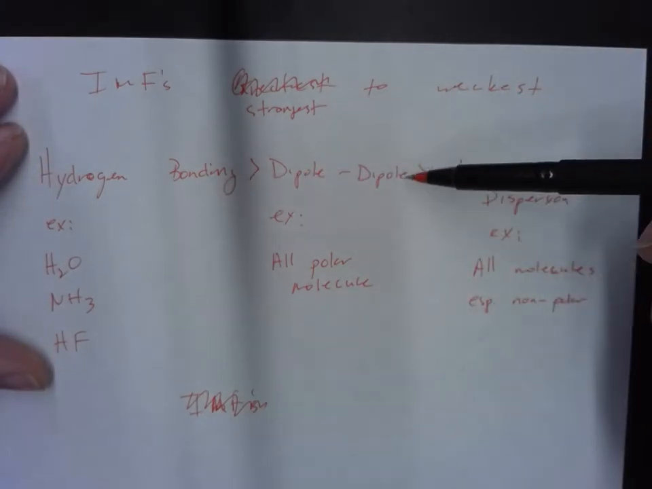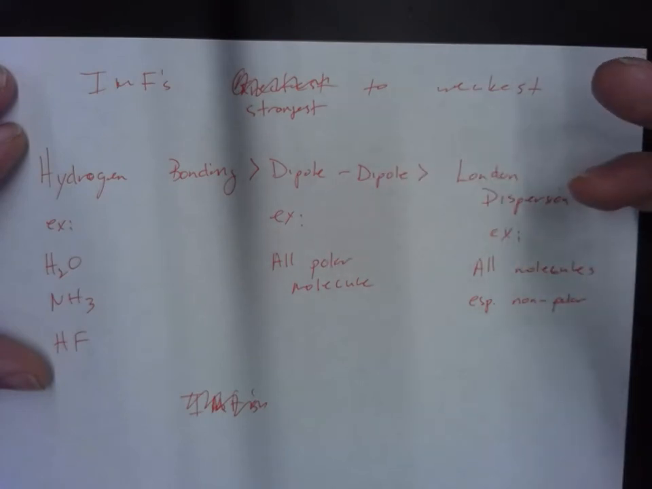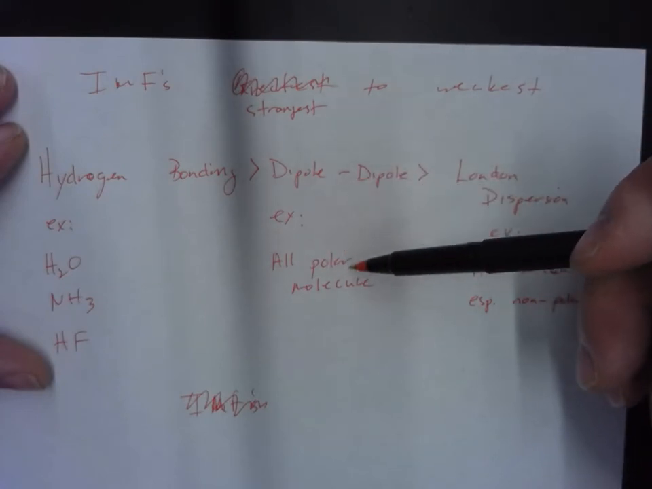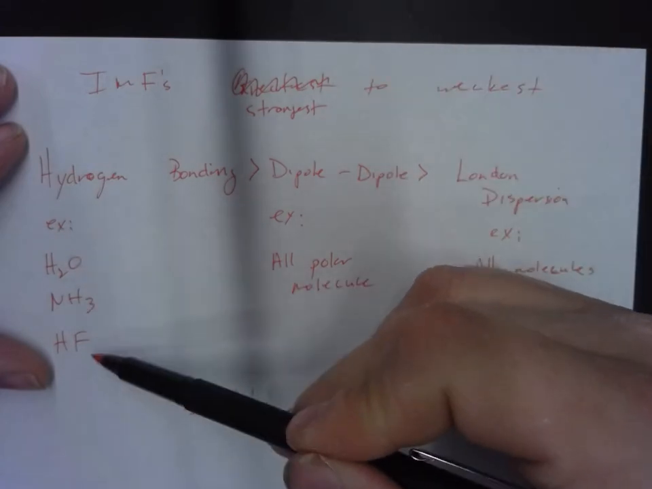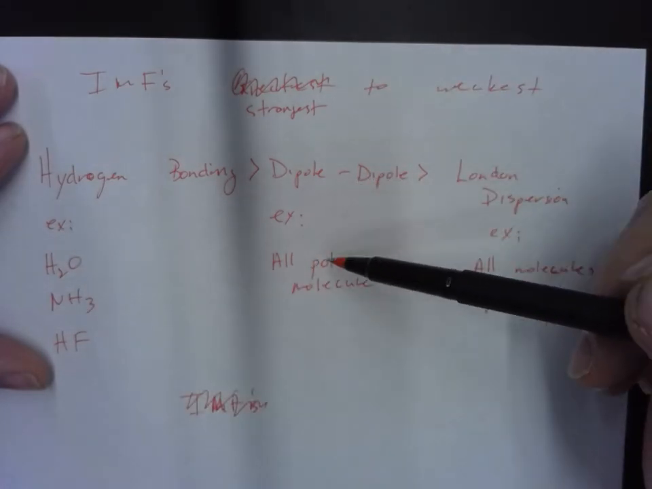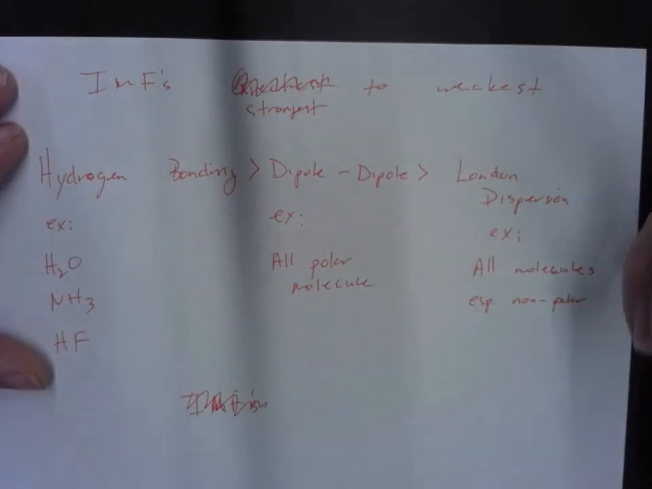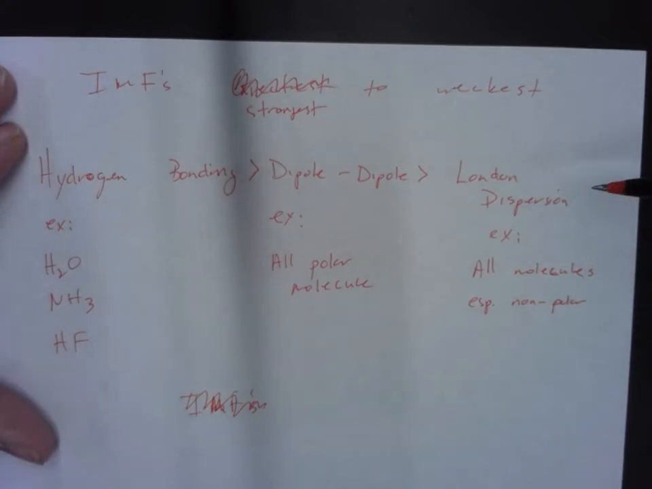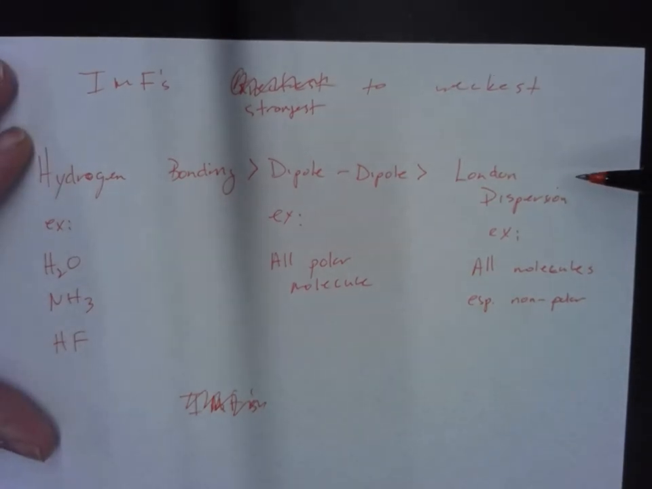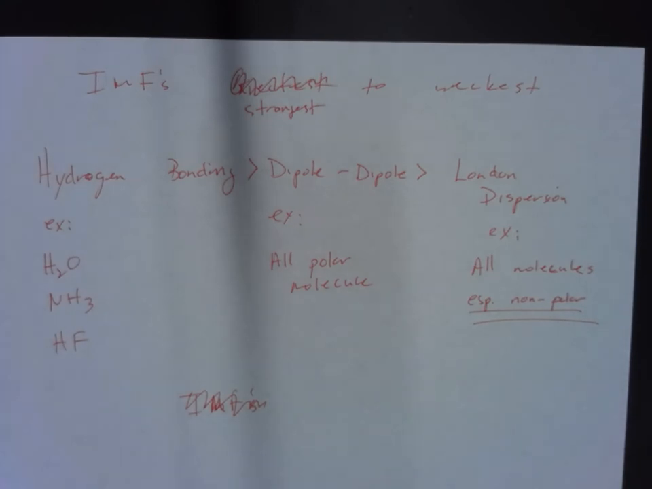That's stronger than dipole-dipole. Dipole-dipole is similar to hydrogen bonding. It's just that it happens between all polar molecules. Hydrogen bonding is stronger. Dipole-dipole is still strong, but it's not as strong as hydrogen bonding, but it works the same way. And the weakest of the three IMFs is London dispersion. It happens in all molecules, but especially in nonpolar molecules is where you notice it. Okay, those are the three IMFs ranked in order of strength from strongest to weakest.